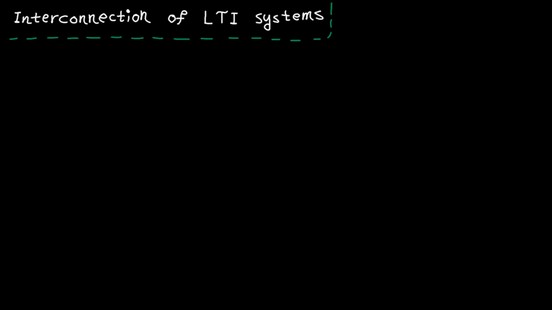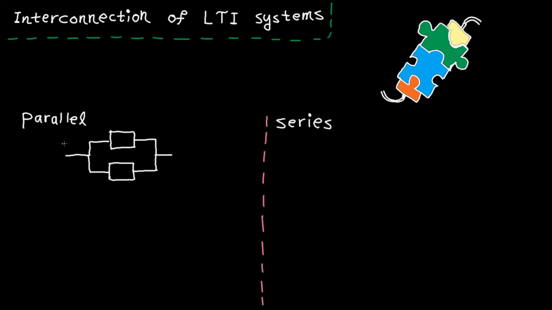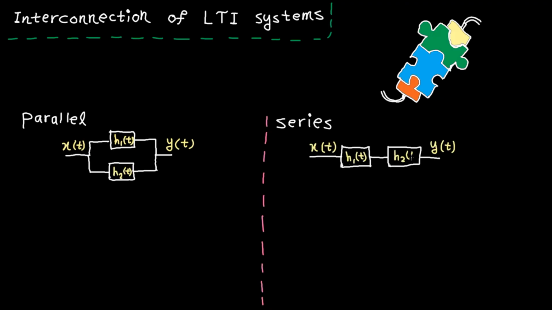We always want to connect several machines or components to each other to make something more advanced. In signal processing, it's the same story. We want to interconnect the small systems to make something better. There are two common interconnections, parallel and series. In parallel, as the name shows, we have two or more systems connected to each other with a parallel structure. In series, we have two or more systems chained back to back.